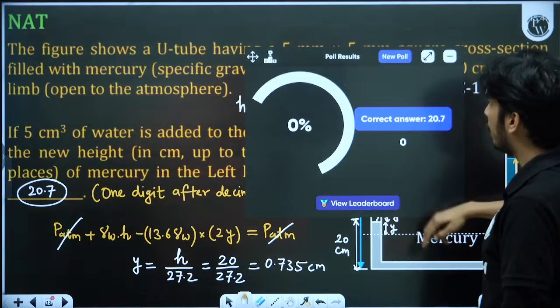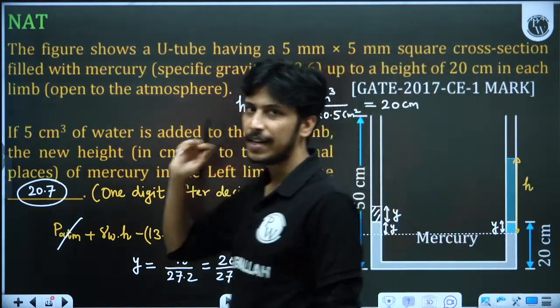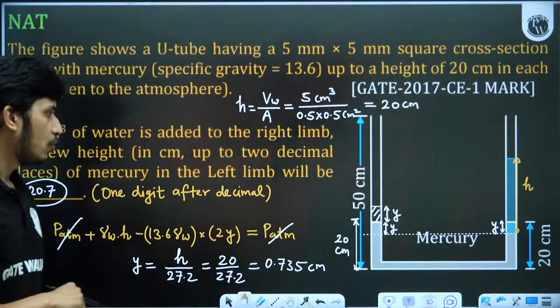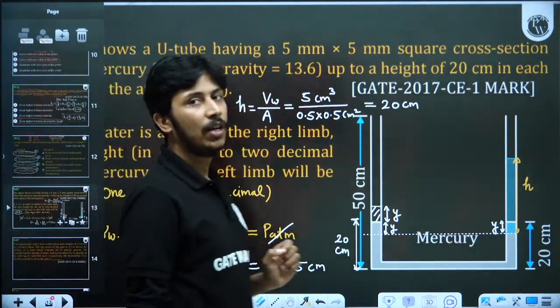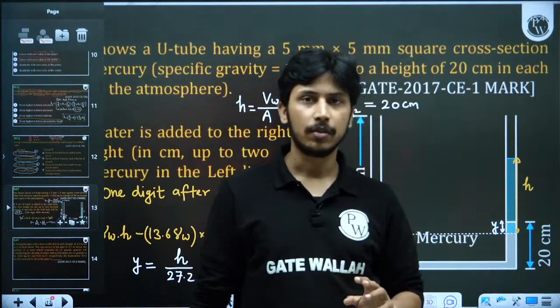So within time nobody has given the answer. Within 90 seconds nobody has given the answer. So no issue. Let's move to 2 marks question. Always remember, you should have only 1.5 to 2 minutes. So you should have that speed.